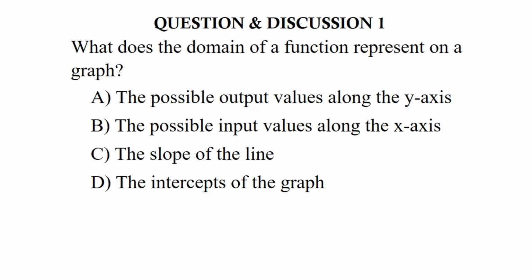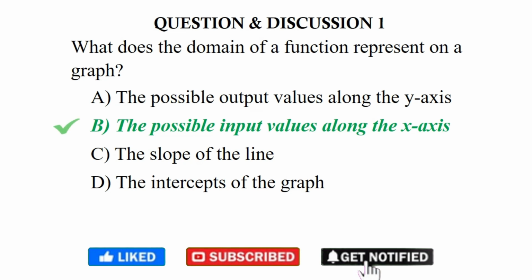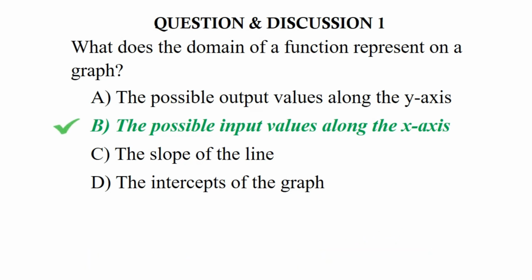For example, if a function is defined only for positive numbers, then the graph will only appear on the right side of the y-axis. The domain does not describe the outputs, y-axis, the slope, or the intercepts. It specifically focuses on which x values the function accepts as valid inputs.